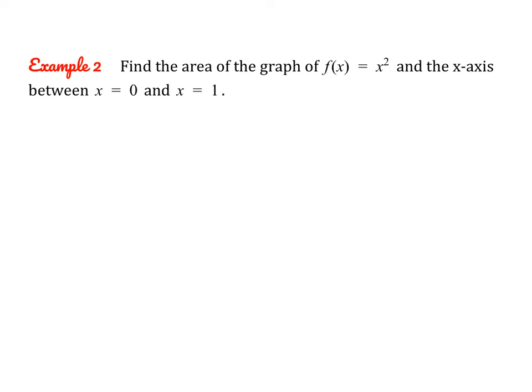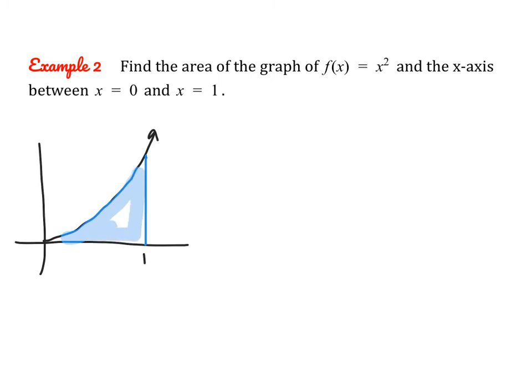Okay, let's see if we can give one of these a try. So here we have the graph f of x equals x squared, and we want to find the area under the curve between x equals 0 and x equals 1. So let's sketch a quick picture here. So we have something like this. Here's x equals 1, and then 0 is at the origin, and they would like us to find this area.